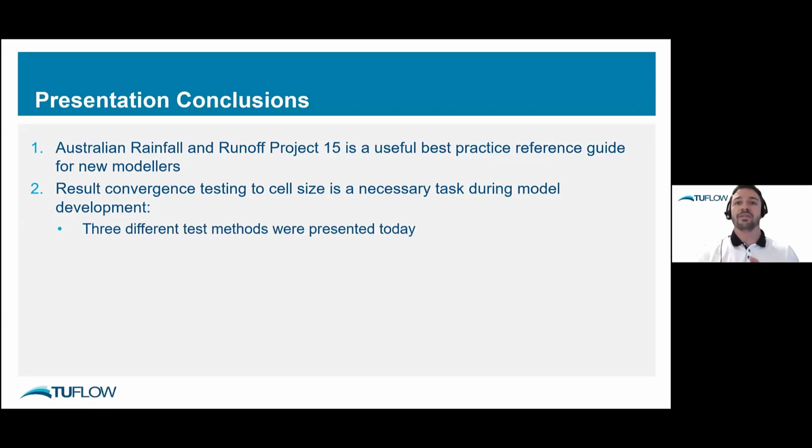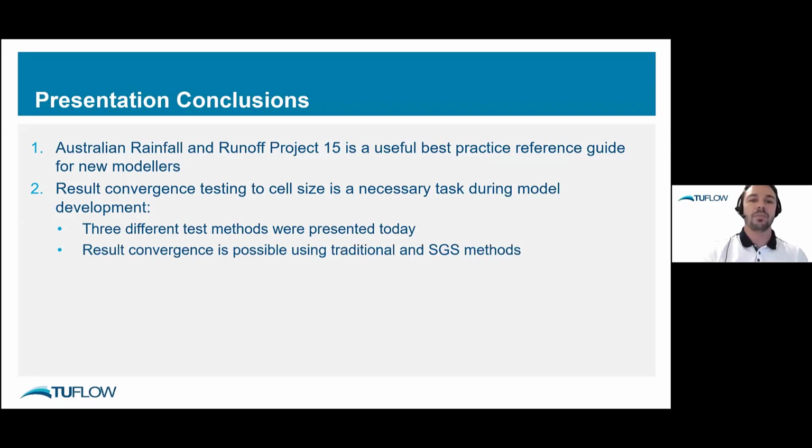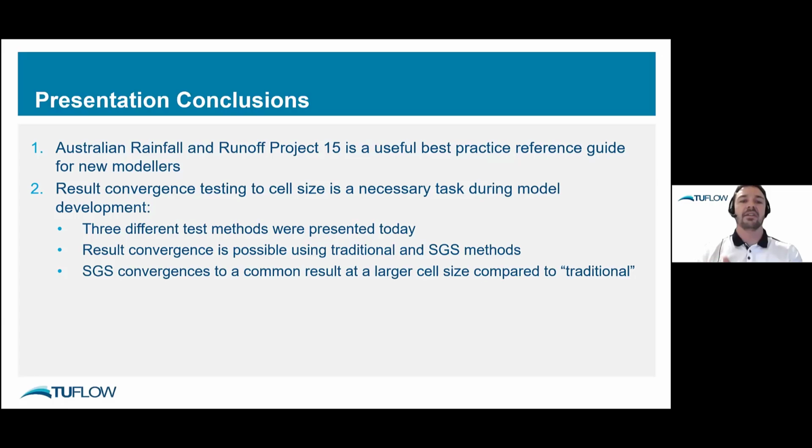You can plot up your water levels with time, do an analysis over your entire max water level grid, or alternatively, do long section plots down rivers. You know, there's a lot of different ways to do this. Look, result convergence is possible with both the traditional and also the subgrid sampled methods. That being said, the subgrid sampled method does converge to a common answer at a larger cell size. And with that, we can get models that run quicker.